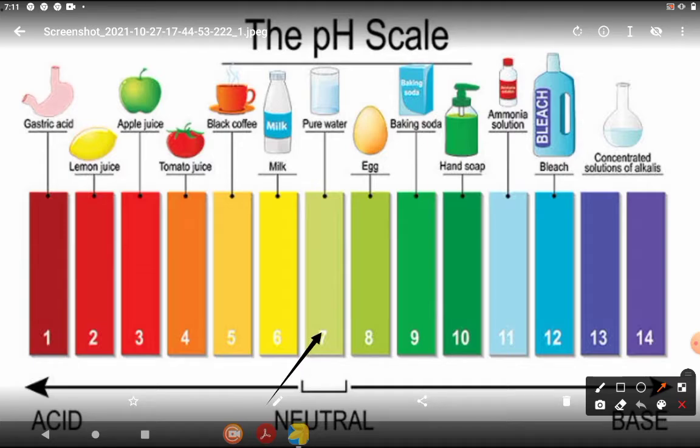Okay, and then on this side, you have egg, baking soda. Look, the colors keep changing. See what is the color you are getting? See here, what's the number? 8. So 8, 9, 10, 11, 12, 13, 14, all these are basic. This is the basic region. See how the color changes from green, you get light green. Why is number 8 like this? All of these are basic, but here it is slightly basic. Here it changes from neutral, right? So this will be slightly basic.